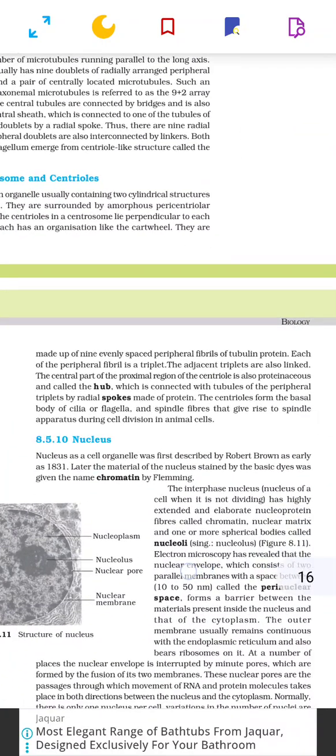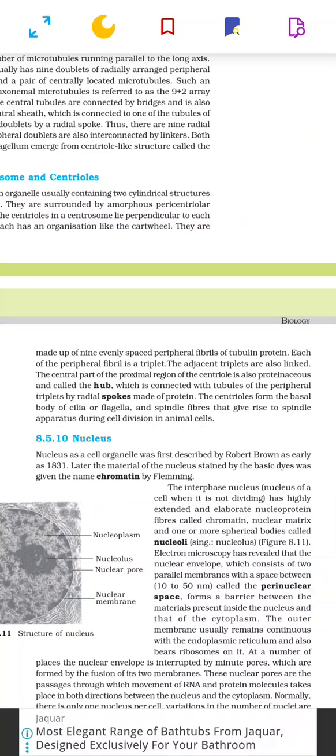Nucleus. The nucleus as a cell organelle was first described by Robert Brown as early as 1831. Later, the material of the nucleus stained by basic dye was given the name chromatin by Fleming. The interphase nucleus, that is the nucleus of a cell when it is not dividing, has highly extended and elaborate nucleoprotein fibers called chromatin, the nuclear matrix, and one or more spherical bodies called nucleoli.